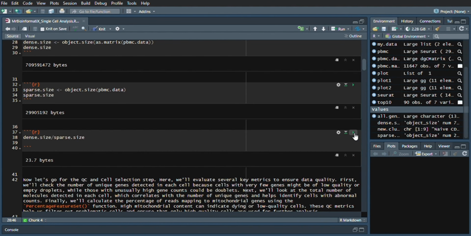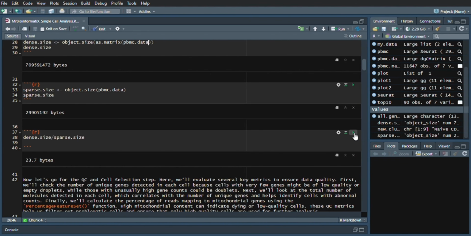So single-cell RNA sequencing data often has a lot of zeros. Converting to a dense matrix can help you understand how much memory would be required if all zeros were stored explicitly. And working with dense matrices can be slow and memory intensive for large datasets with many zeros.